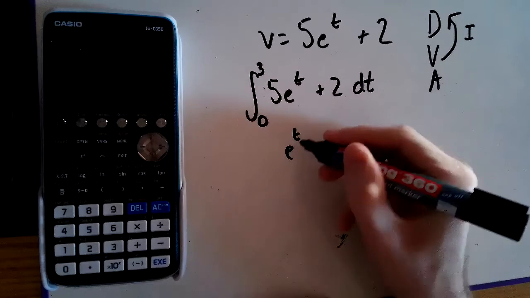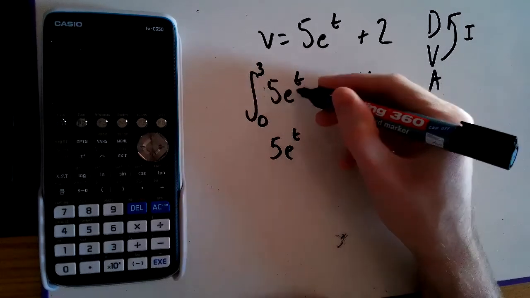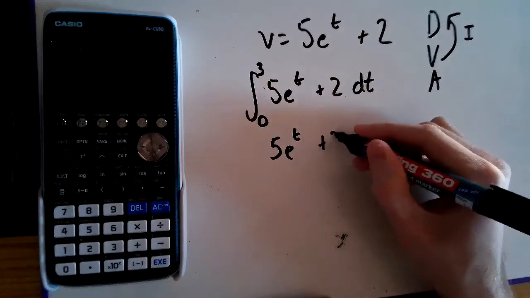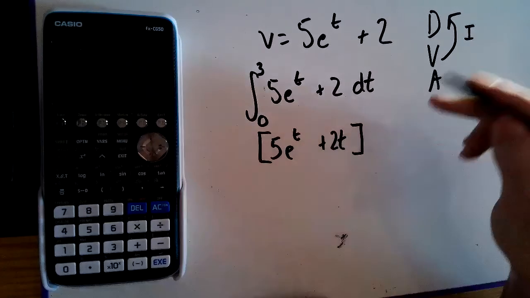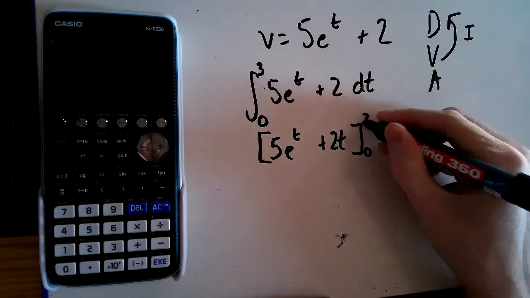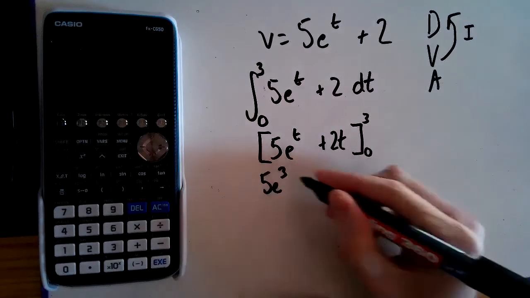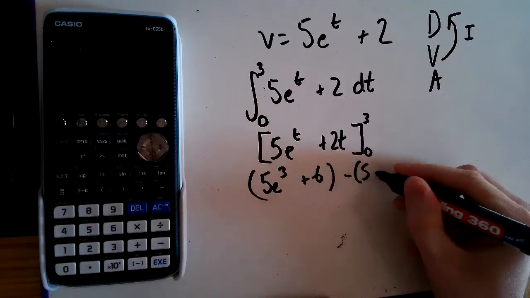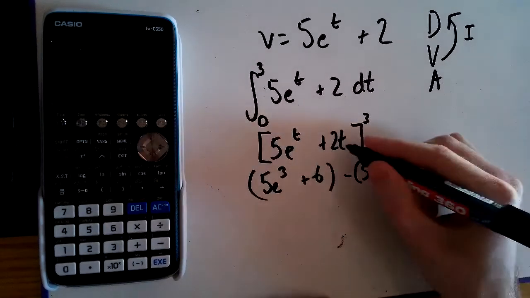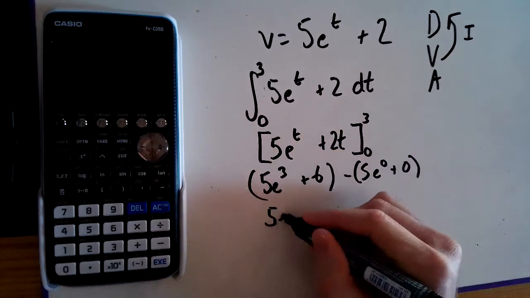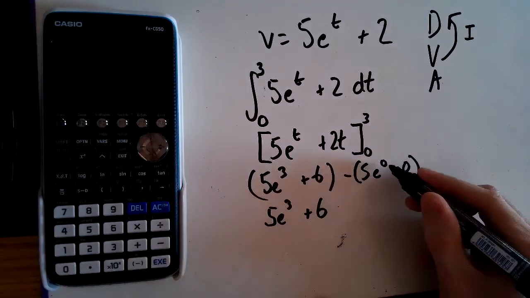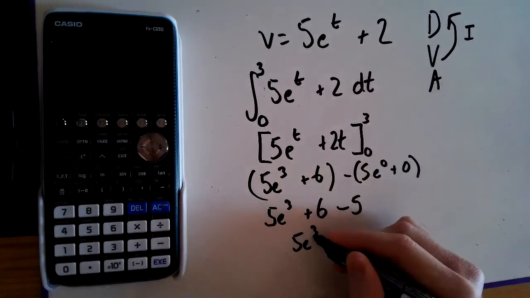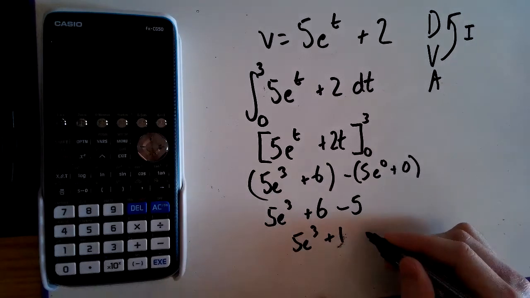So e^t differentiates to give me e^t, so therefore 5e^t integrates to give me 5e^t, 2 integrates to give me 2t, and since I've got limits, I don't need a c, so 0 and 3. Sub the top one in first, so 5e^3 plus 2 times 3 is 6, take away sub 0 in, so 5e^0 plus 0, I just get 0. So I get 5e^3 plus 6, take away 5e^0, well, e^0 is just 1, so 5e^0 is just 5, so 5e^3 plus 1.